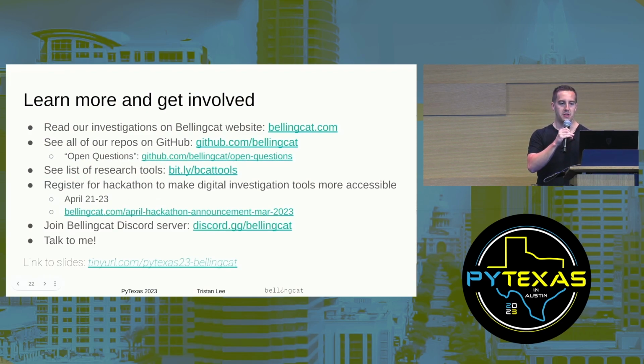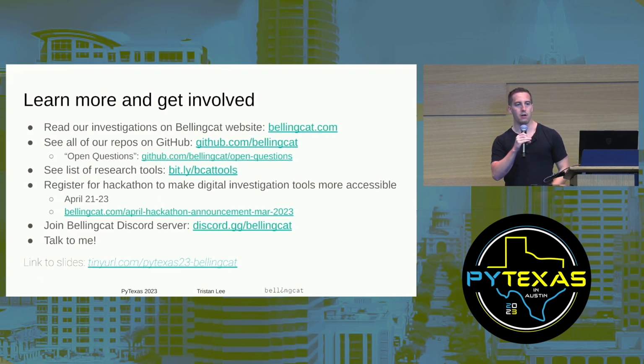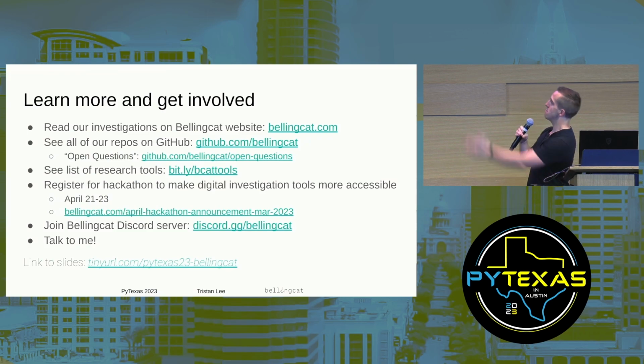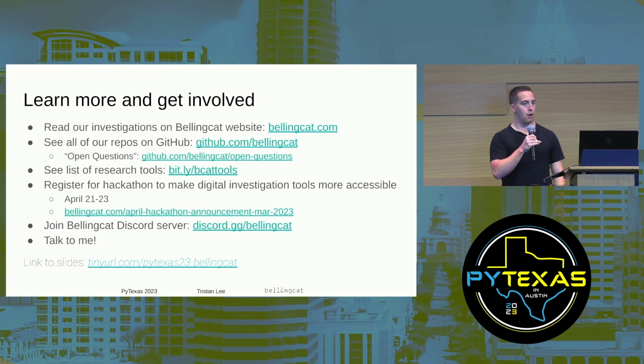So that's the end of my presentation. If you want more information, read our investigations on our website, bellingcat.com. You can see our repos on GitHub, Bellingcat. If you really want a challenge, see our list of open questions. These are difficult, long-term challenges that I'd love to see anyone make some progress on. We maintain a list of tools used in open source research. Check it out at bit.ly/bcattools.